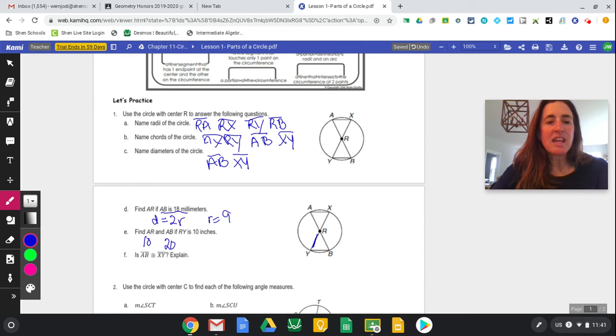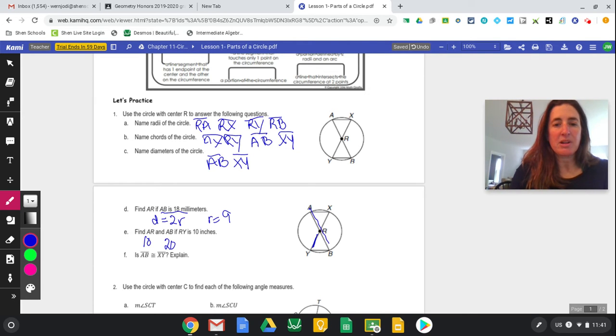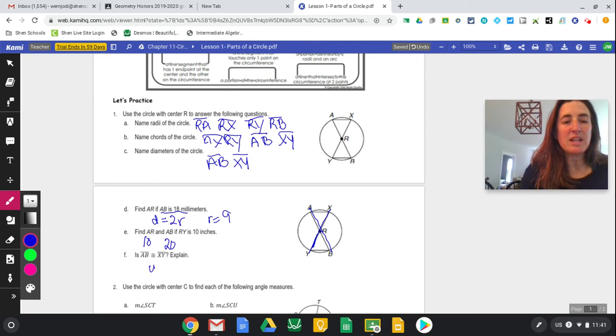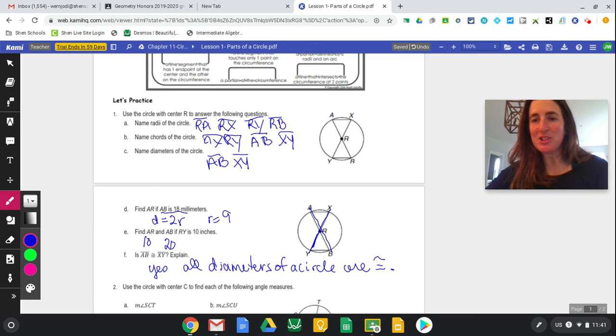They're asking, is AB congruent to XY? Well, AB is a diameter, and XY is a diameter. They pass through the center, so they are the same. Are they going to be congruent? Yes. All diameters of a circle are congruent. So if they're diameters of the same circle, they have to be the same size. Let's do some more.